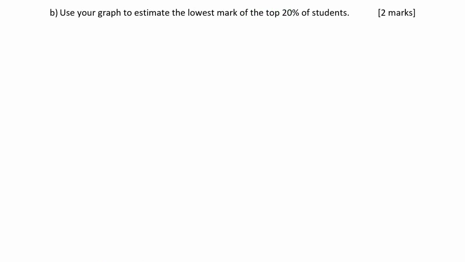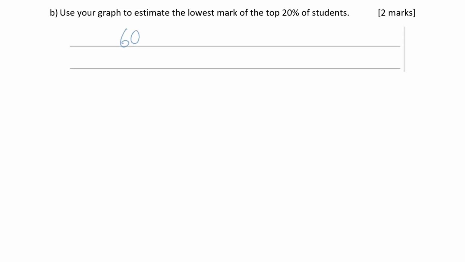Okay. Question 19b asks, use your graph to estimate the lowest mark of the top 20% of students. Now there were 60 students altogether, so the top 20% then, 20% of 60, well 10% of 60 is 6, so 20% is going to be 12 students. So we're looking for the top 12 students. So on our cumulative frequency, if we're going to have 60 at the top and we take away 12, we get 48. So that is where I need to read across from on my graph. So cumulative frequency of 48.